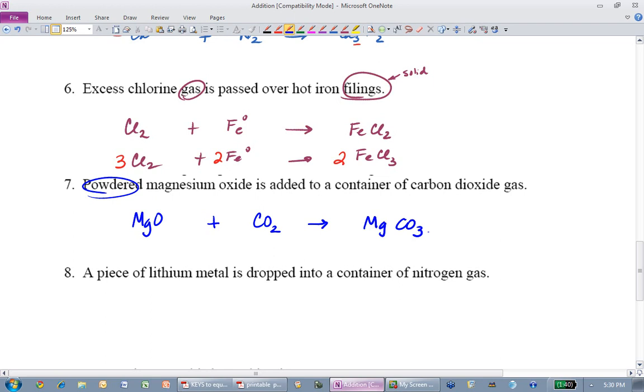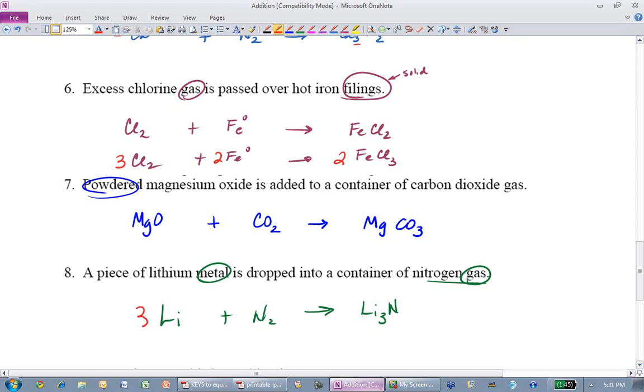A piece of lithium metal, okay, also implies a solid, so just write your lithium down, is dropped into a container of nitrogen gas. So we got no worries about solubility rules here to get our products written anyway. So put them together. 2 elements react to do only one thing. Li and N, where N is a -3 and Li is a 1A metal, so it's a +1, so I would need 3 of them. And there we have it.